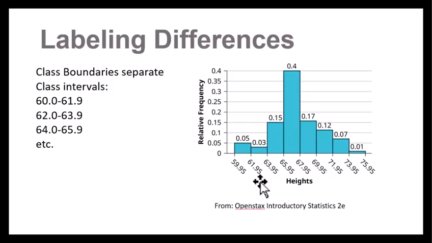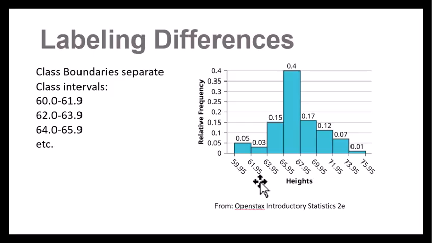Depending upon how you're talking about histograms in your statistics class, you might be using class boundaries or you might just stick to the class intervals. It's really just a difference in labeling, and as long as we're clear what numbers are going into which intervals or classes, it doesn't really matter how you label it. We do want to make sure that the classes are all the same size.